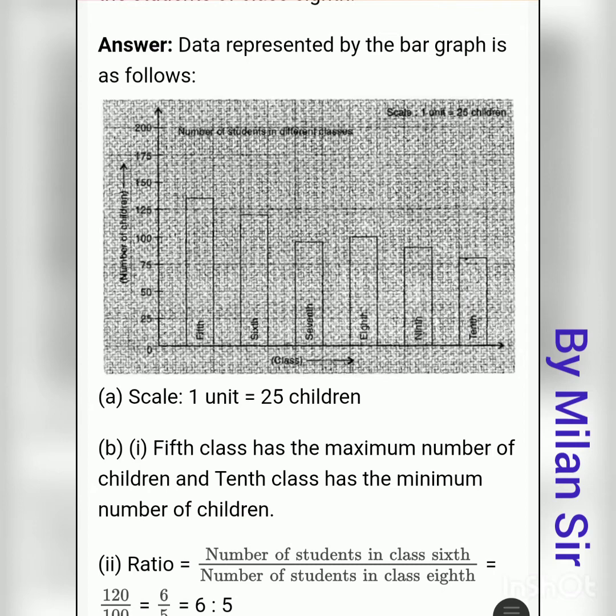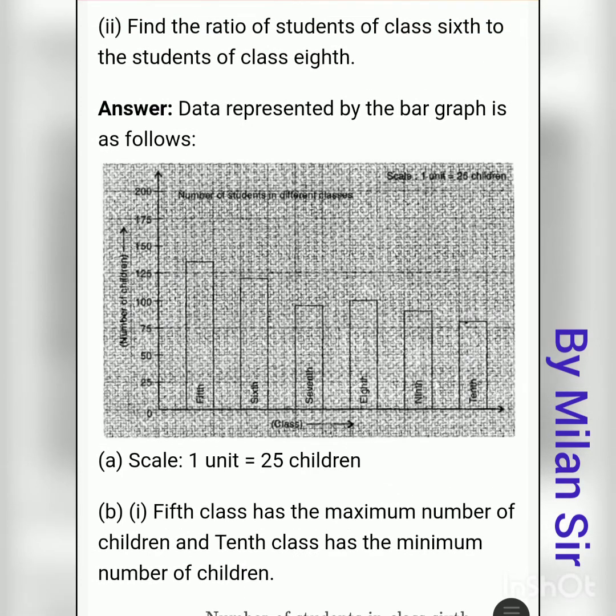Now one more thing, students: instead of taking 25, 50, 75, just start your graph with 80. After that 80, 85, 90, 95, 100 and up to 135. Just start your graph with 80, 85, 90, 95 and take the numbers up to 135, so that you will get the exact value of all the answers.